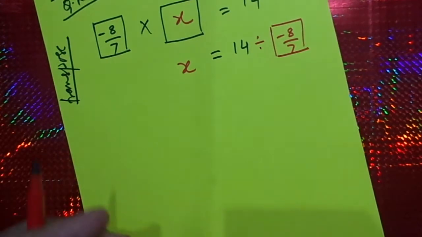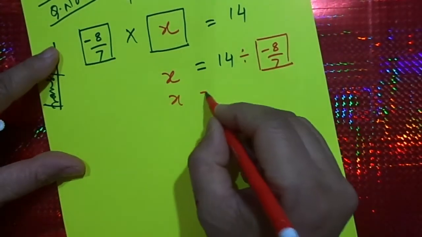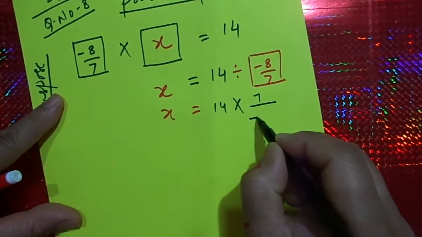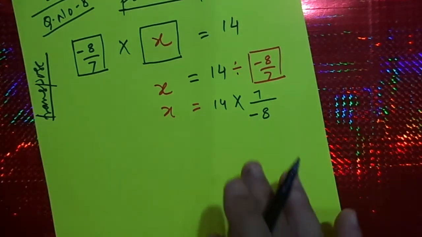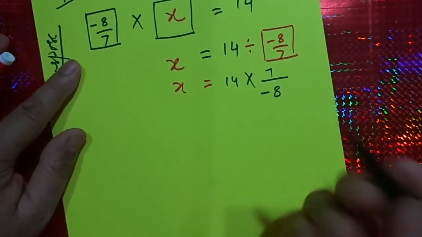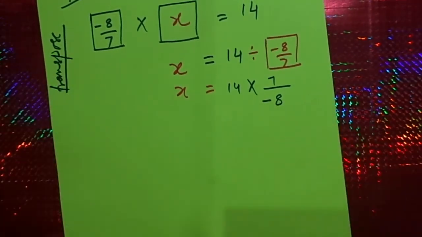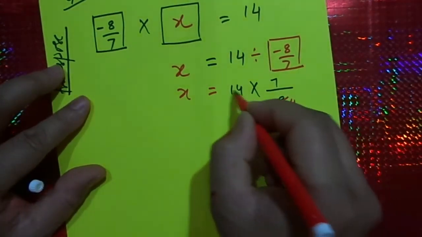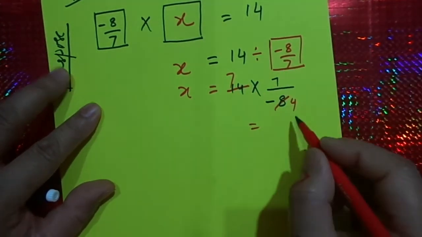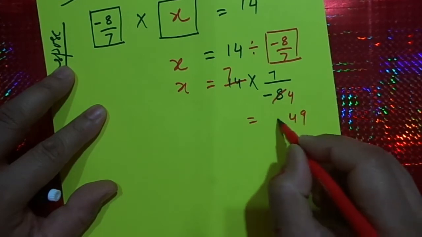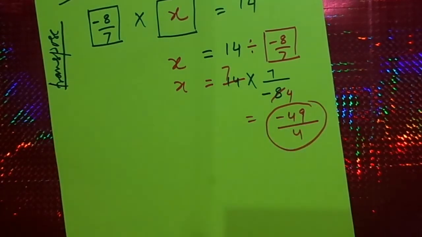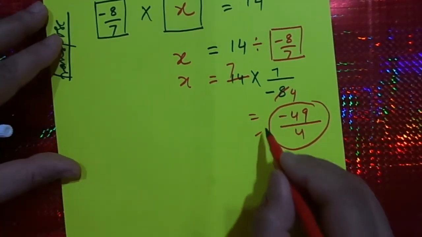So here we have once again the value of x will be equal to 14 multiplied by 7 by minus 8. See if it gets cancelled. So naturally if it gets cancelled, let me cancel. 2 4 times, 2 7 times, and here we have 49 by minus 4. Minus will move up. So here we have minus 49 by 4. Minus 49 by 4 is your final solution.